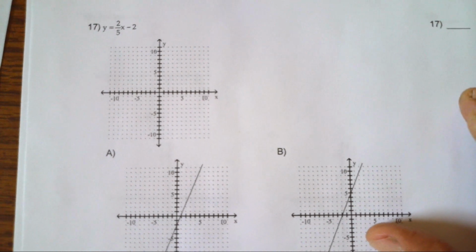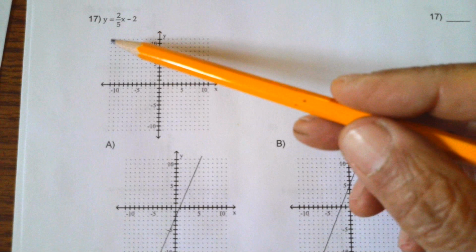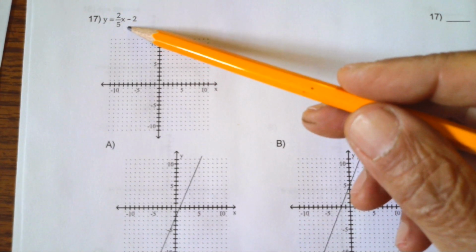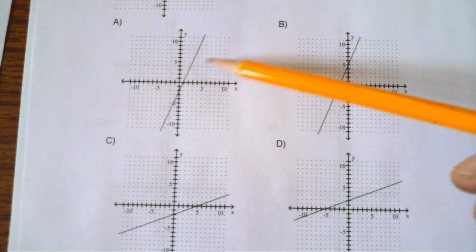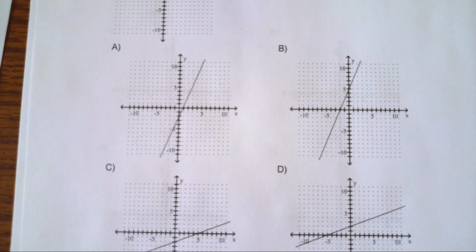Number 17, it gives me the equation here. First thing I notice is that I get a positive slope, 2/5. It's a fraction, but it's positive, right? So my line slants uphill. Well, as I look at this guy, it's going uphill, that's going uphill, that's going up. They're all going uphill. All right, so that doesn't help me out much.